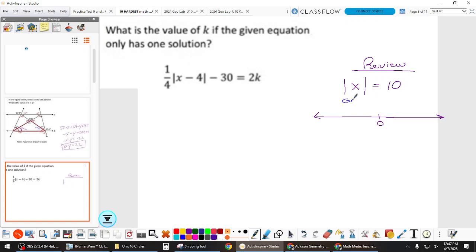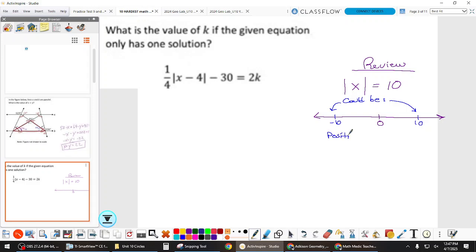Look at this. This is what's weird about absolute value. It could be 10. Do you agree that 10 is 10 from 0? But it also could be negative 10, because it's also 10 from 0. So when you solve an absolute value equation, like this very most basic kind, you have to account for both the negative and the positive case.